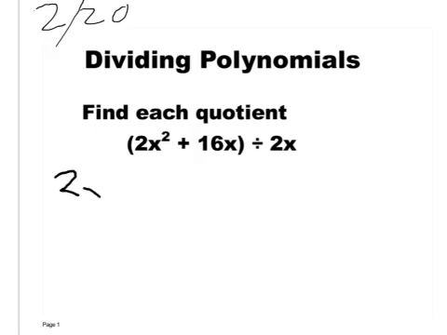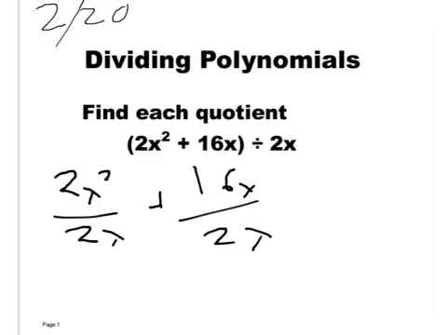You have 2x squared, you divide that by 2x, plus you have 16x, divide that by 2x. So pretty much all you're doing is dividing each term by 2x. What can I cancel out? So all that's left is x.